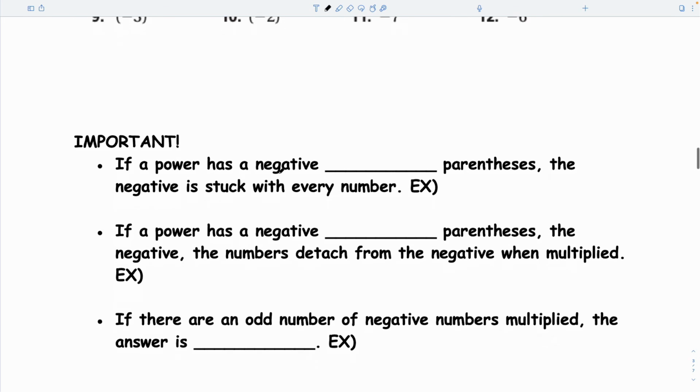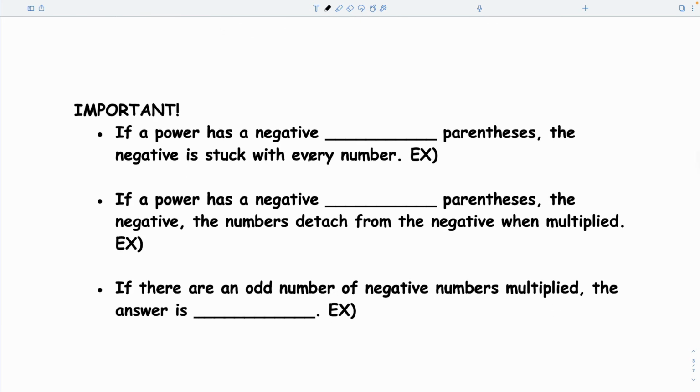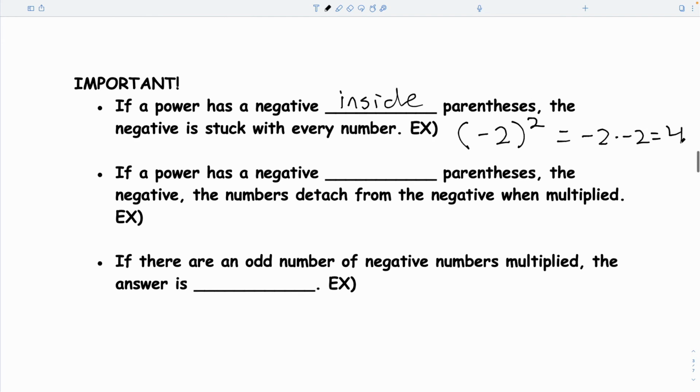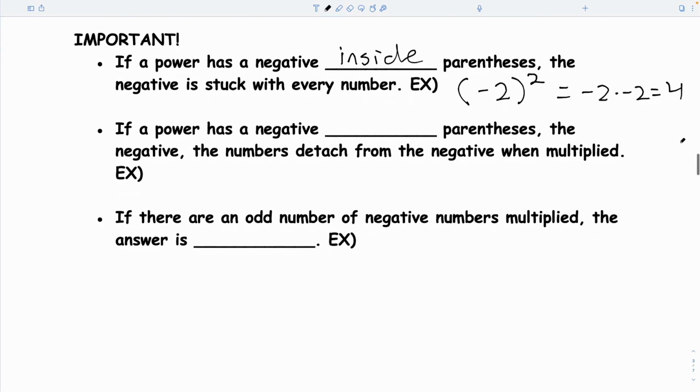We're going to skip the you try section for now because you'll try with your partner. Important, if a power has a negative inside parentheses, like this, negative 2 to the second, the parentheses is stuck with every number, so it becomes positive or negative? It's positive. Negative 2 times negative 2. On your answers, or on your homework, I should see this: -2 times -2 is 4. Maybe just a multiplication thing like an x. Yeah, that's fine. X or dots are accepted.